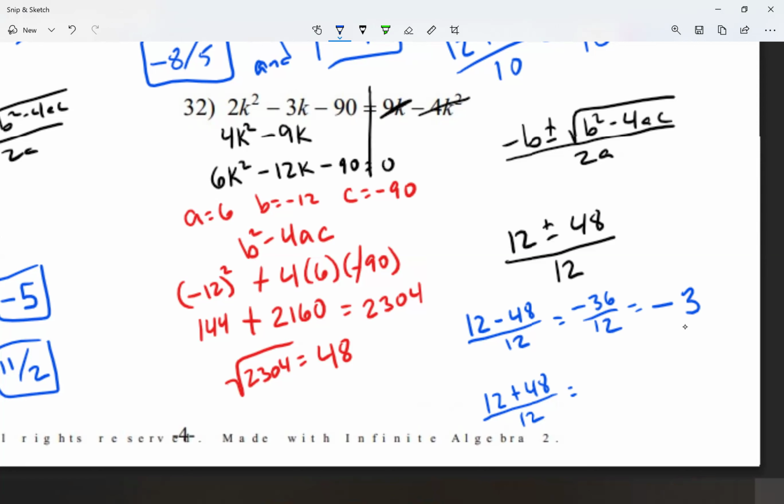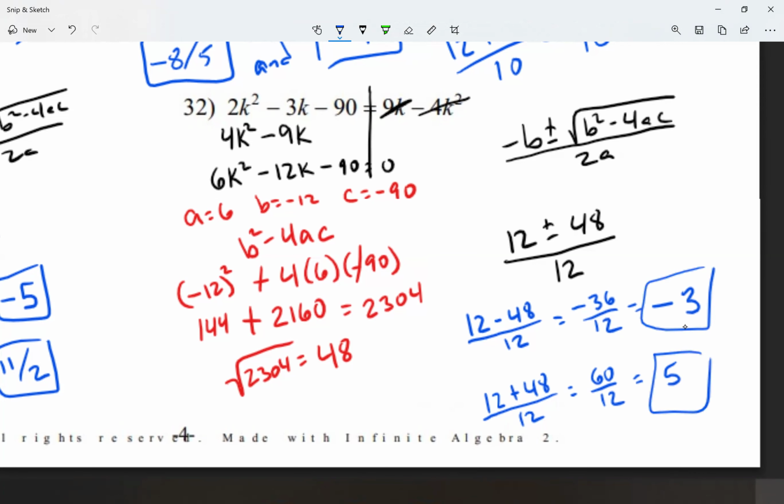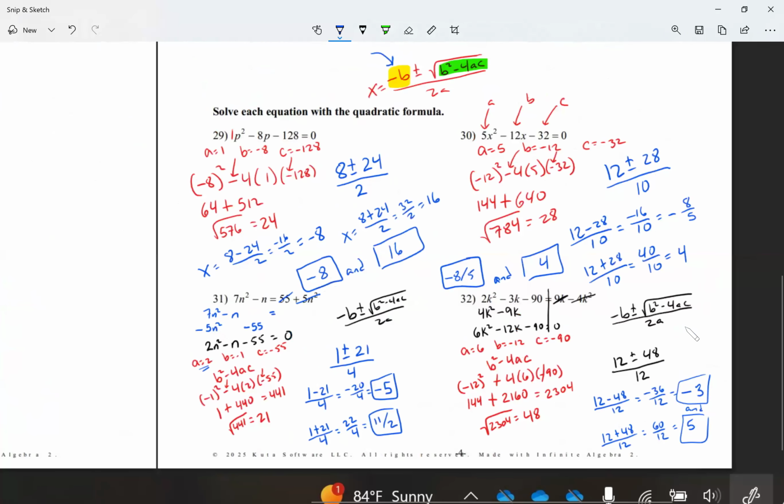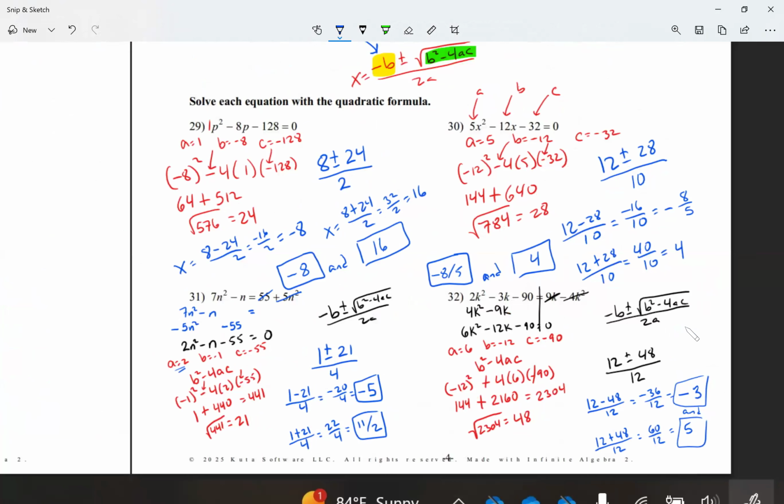For my second solution, let me do the top first. 12 plus 48, that happens to be 60. So I have 60 over 12. 60 divided by 12 happens to be 5. So my answers, the first one is negative 3, and the second one is 5. As a matter of fact, I even write the word and. So doing the quadratic formula, do the discriminant first, B squared minus 4ac, and obviously get the square root of that. Make sure everything's on the left side and the right side is equal to 0.